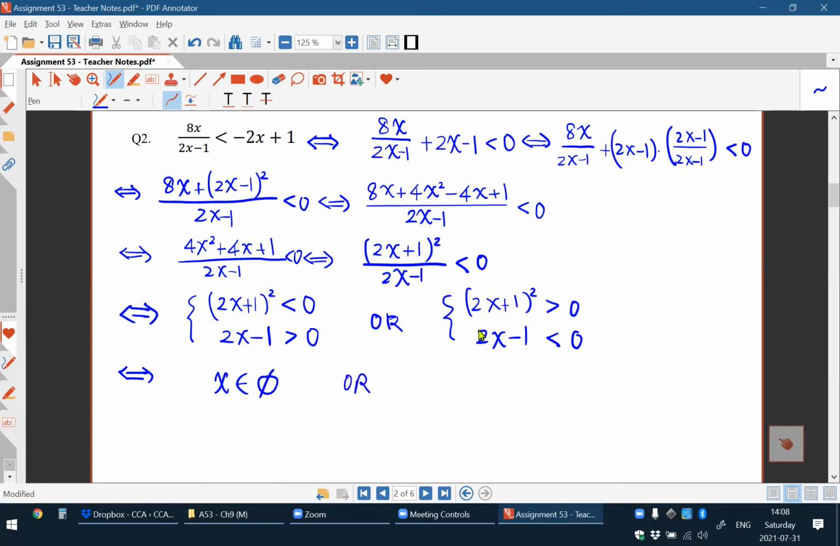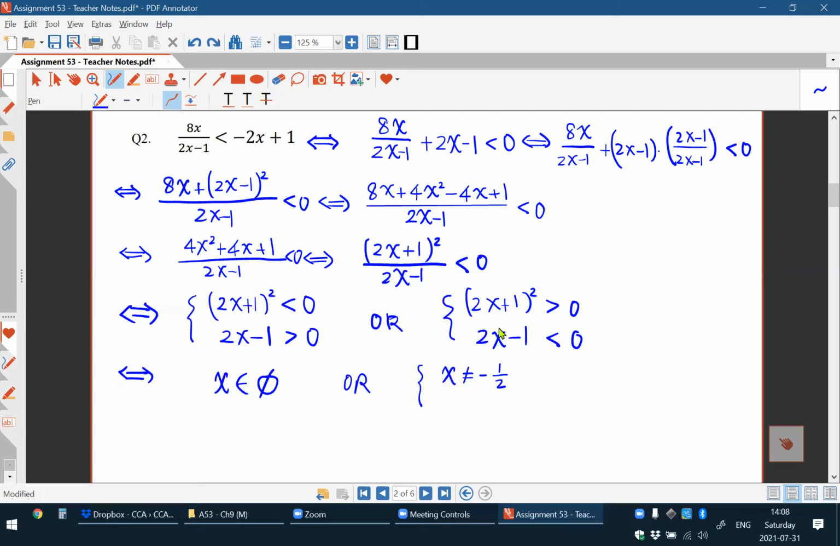For the second case, first of all, we need to ensure that something squared is greater than zero. So remember that something squared is always greater than or equal to zero, right? As long as it is not equal to zero, it is always above zero. So as long as we ensure that x is not -1/2, this expression is always greater than zero. Why? Because when x is -1/2, this expression is zero, right?